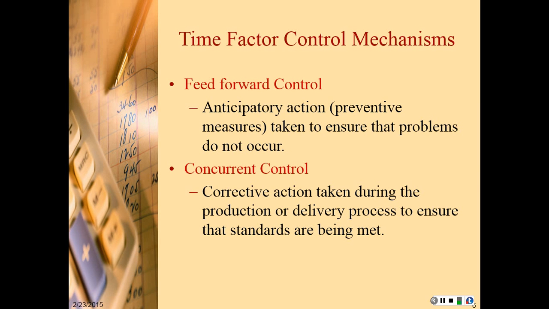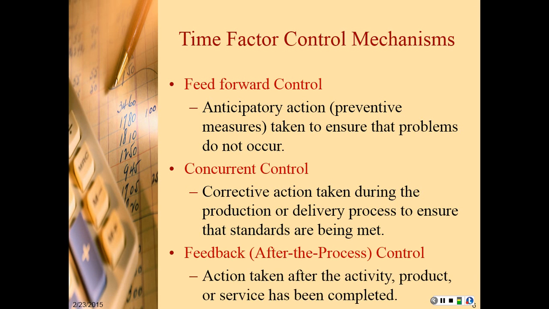Concurrent control is taking corrective action during the production or delivery process to ensure that standards are being met, like quality, production, efficiency, and so forth. Feedback control is that action taken after the activity, product, or service has been completed. So you kind of look back and go, all right, what went well? What could have gone better? What should I have done? What could I have done to make things go smoother next time? Always review in your mind.